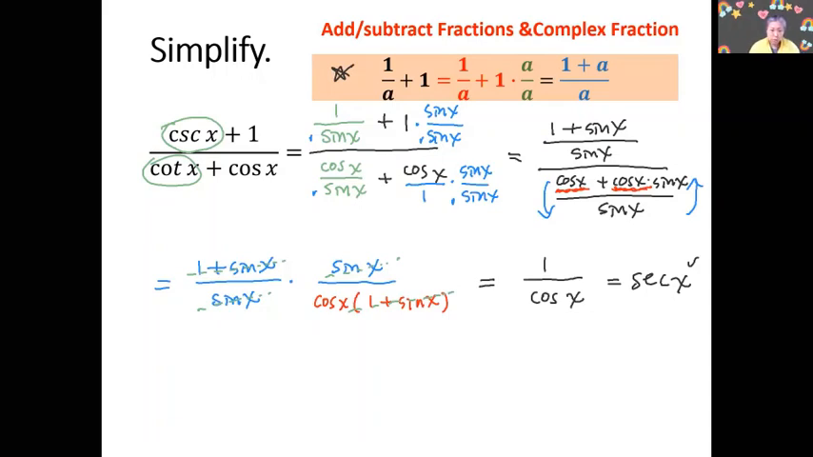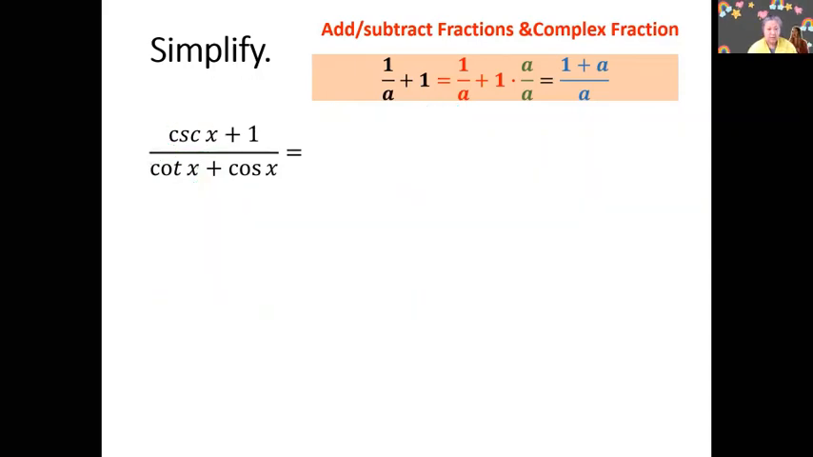Any questions? We have only one problem left. Okay, if not, then we'll save it and clear. And the last one.